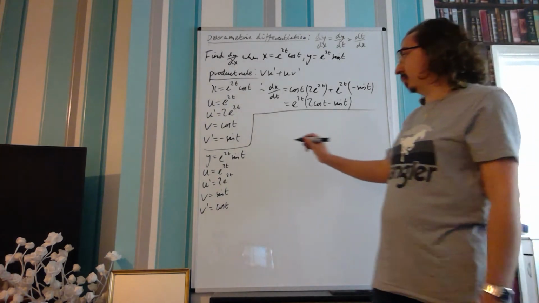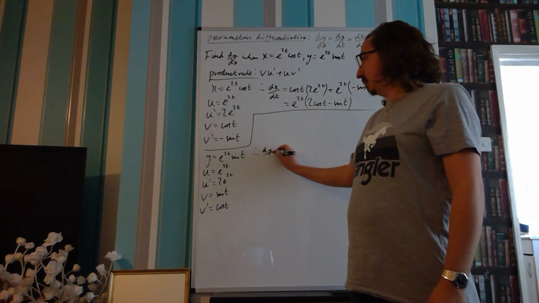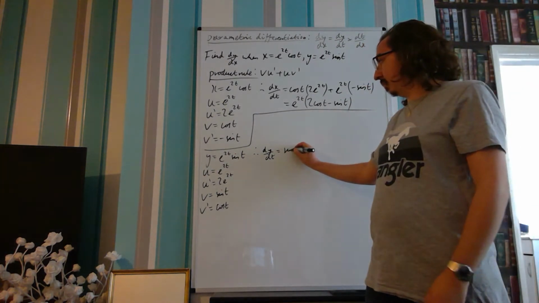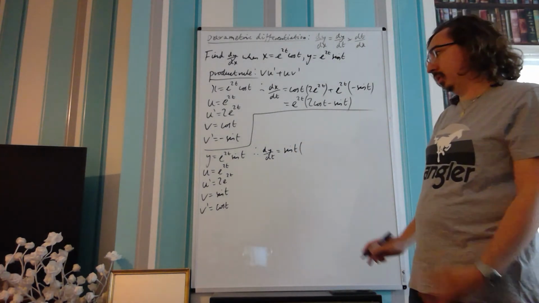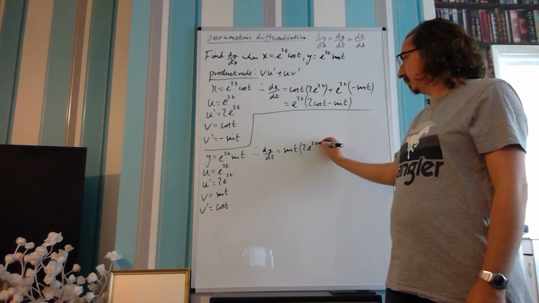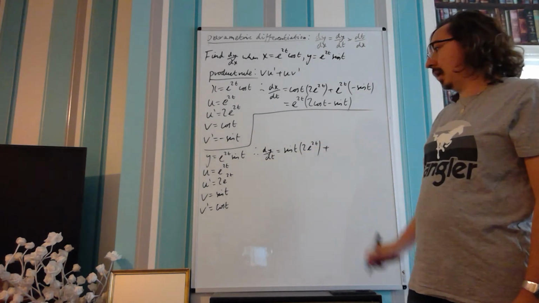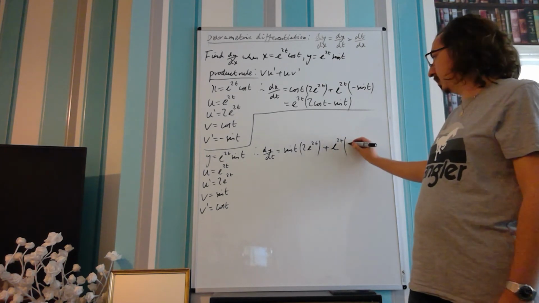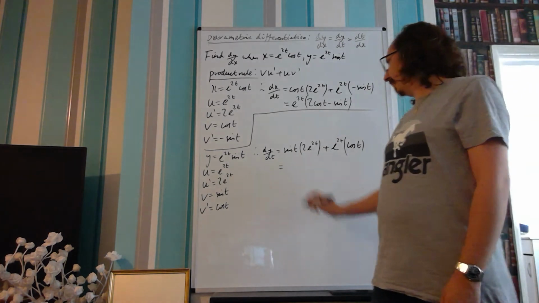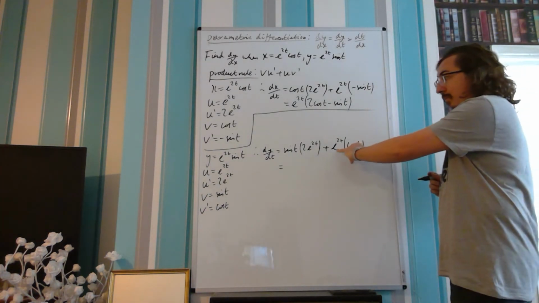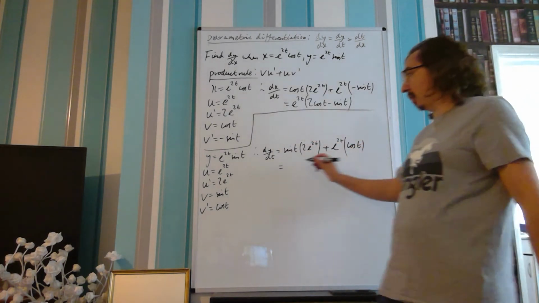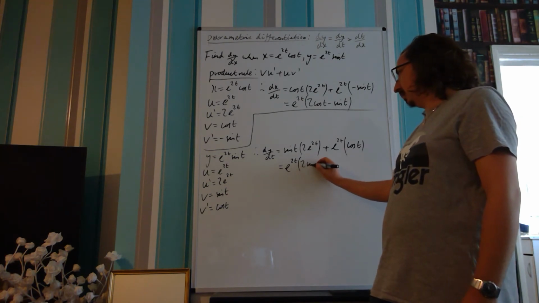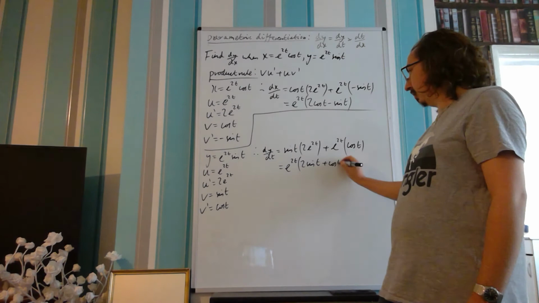So again, we're using the product rule, so therefore dy by dt is equal to our v, which is sin t, times our u dashed, which is 2e to the 2t, plus our u, which is e to the 2t, times our v dashed, which is cos t. And again, just like the last one, let's make this a little bit easier for ourselves and take out this common factor of e to the 2t, leaving us in the brackets 2 sin t plus cos t.